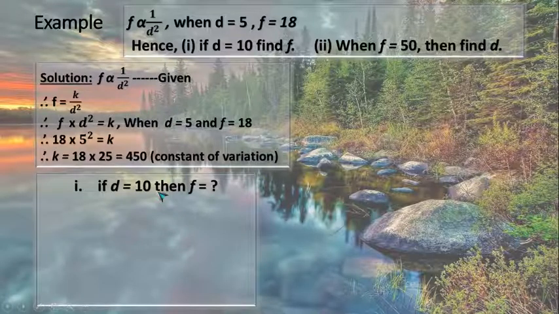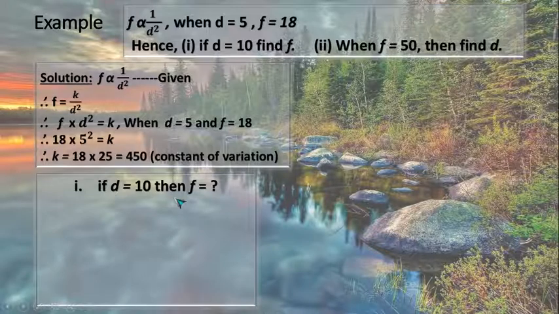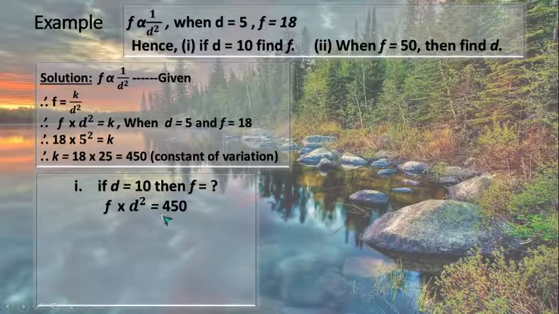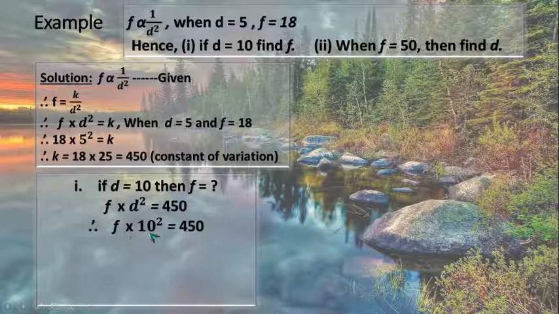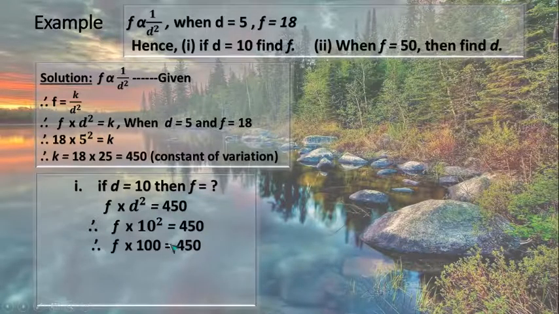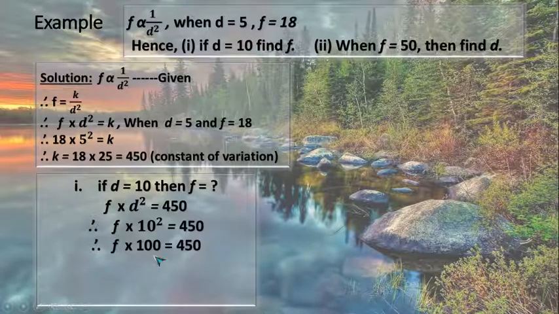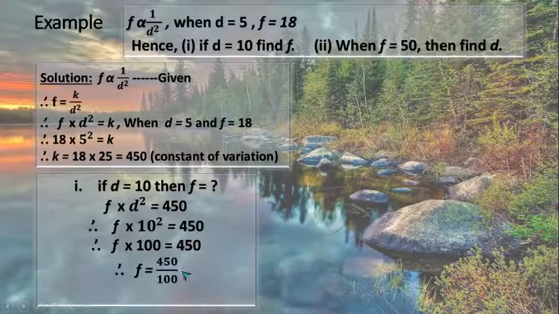So the question asked first is, if d is equals to 10, then find f. We know that f into d square is 450. Therefore, f into 10 the whole square is equals to 450. Therefore, f into 100 is equals to 450. Therefore, f is equals to 450 upon 100, that is 4.5.